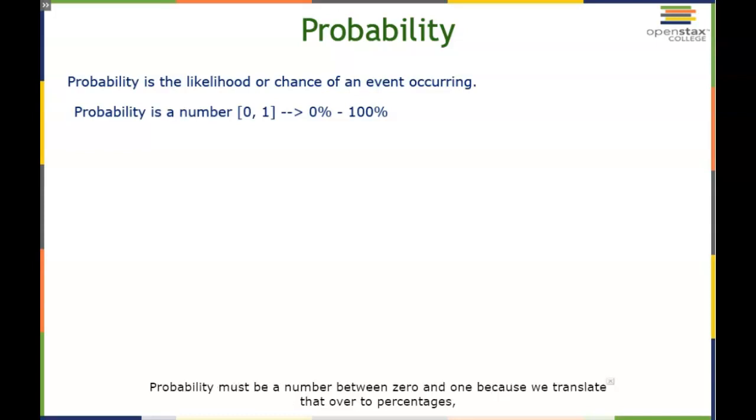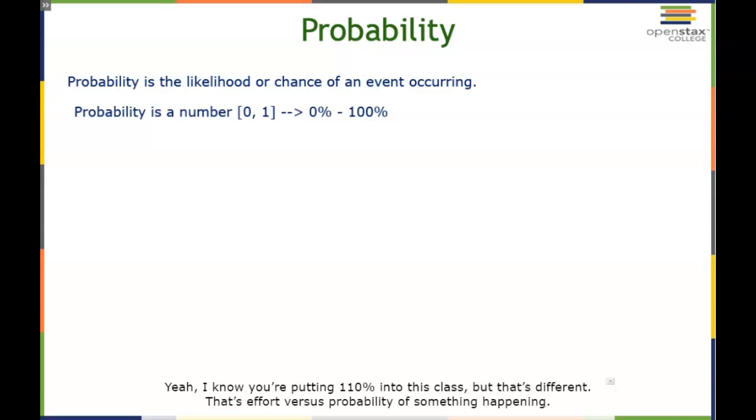So probability must be a number between 0 and 1, because when we translate that over to percentages, something can't happen more than 100% of the time. Yeah, I know you're putting 110% into this class, but that's different. That's effort versus the probability of something happening.